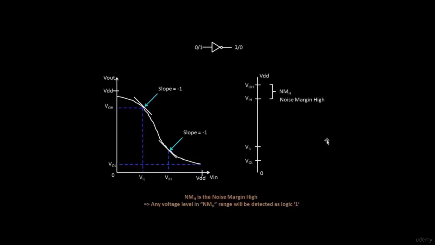Next we have the range which is present over here. This says that NML is the noise margin low. It says any voltage level which lies in the range of VOL and VIL, at the input or the output side, will be detected as logic 0. Okay, this is what noise margin low says. The equations for noise margin high and noise margin low are very simple. The noise margin high is nothing but VOH minus VIH. The noise margin low is VIL minus VOL. Okay, so this is what the voltage level should be.